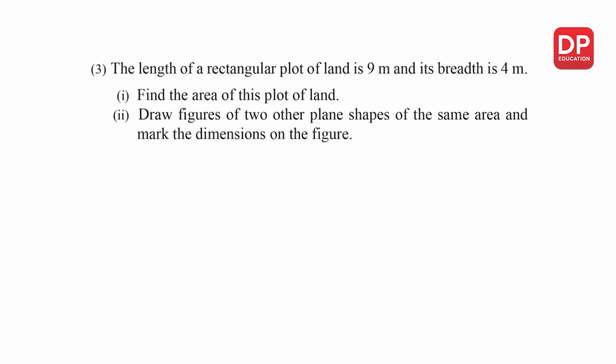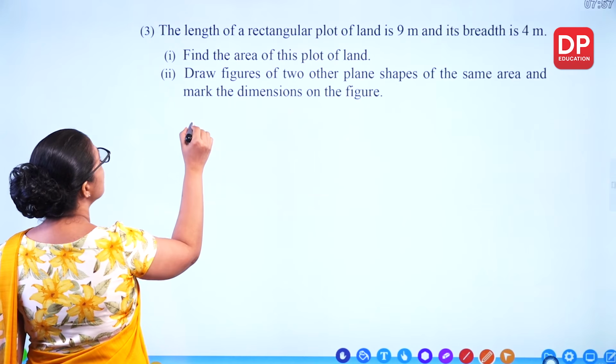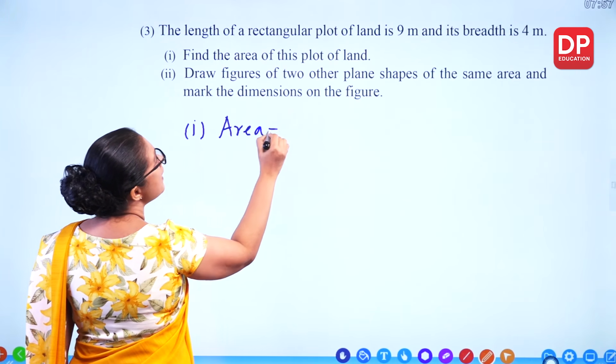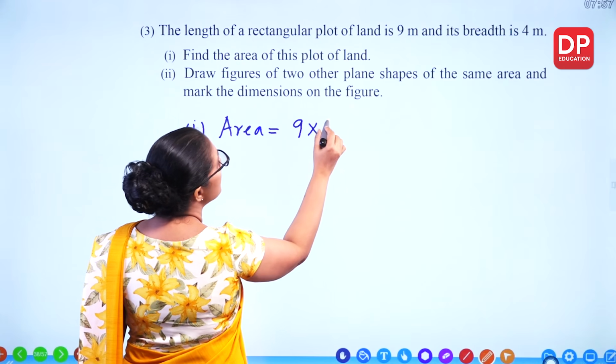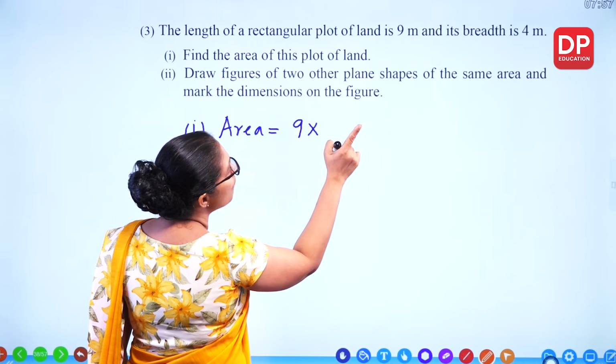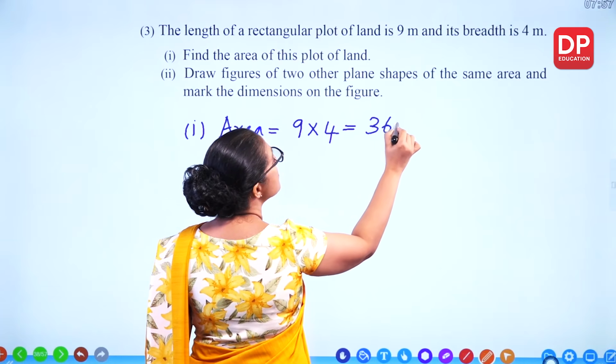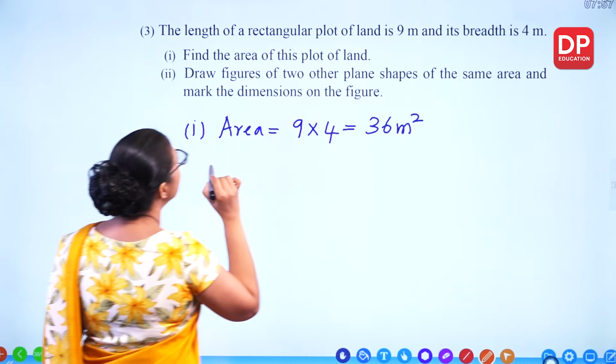Question number 3. The length of a rectangular plot of land is 9 meters and its breadth is 4 meters. Find the area of this plot. So what's the area? Length into breadth. Breadth is 4. 9 times 4, 36 square meters.